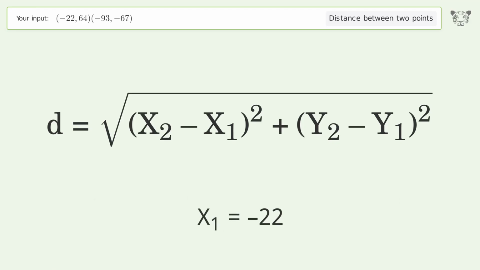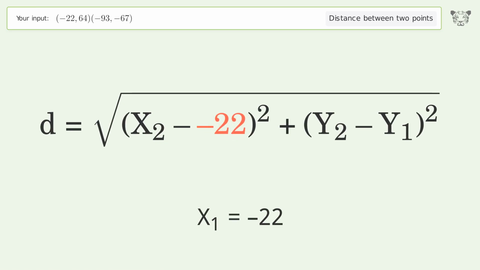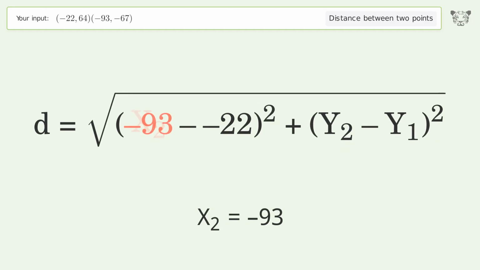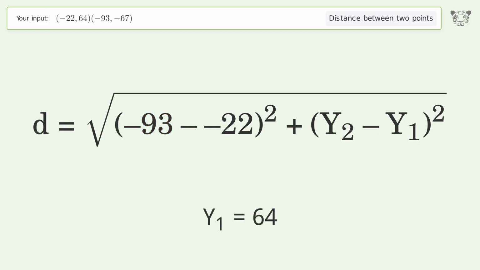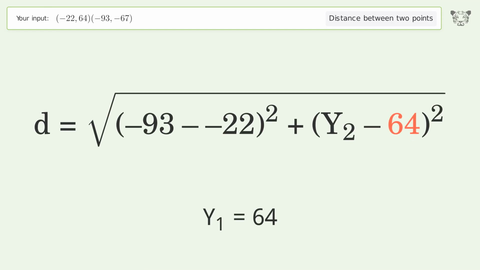x1 equals -22. x2 equals -93. y1 equals 64. y2 equals -67.